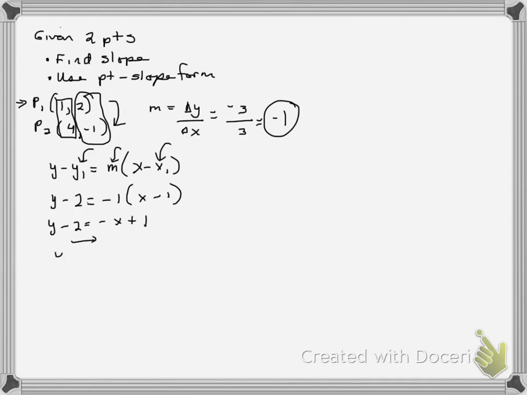Move that to the other side. Y equals negative x. We're subtracting 2, so we're going to add 2. 1 plus 2 is 3. And there's my formula, or my equation of the line.